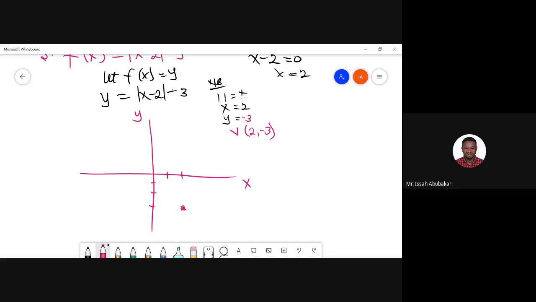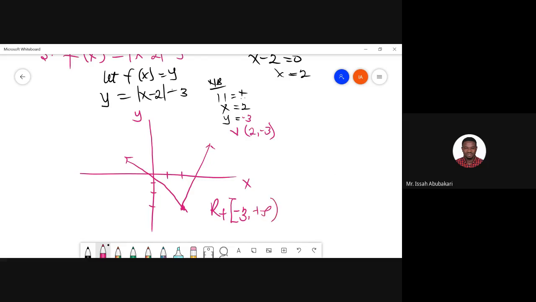Now, we are going to plot or draw the graph for this. What is the sign of the absolute bracket? It is positive. When it is positive, it means it's going to be in the form of what? V shape. So we are going to have it like a V shape like this. We are going to have something like this. And we are going to have it go to infinity like this. And at the end, the range of the function will be equal to -3 to positive infinity. Is that okay?